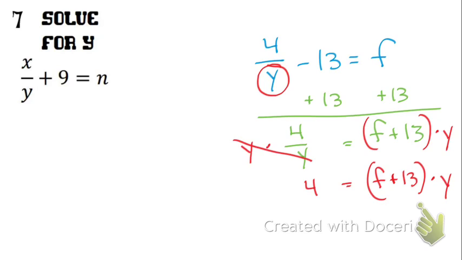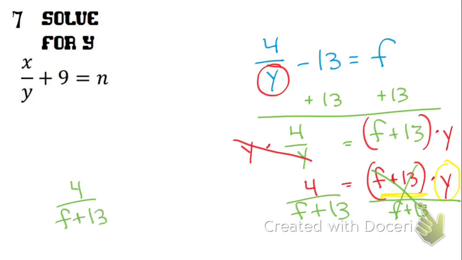Y is not by itself because it's being multiplied by F plus 13. So all I'm going to do is undo that multiplying by F plus 13. And I'm going to do that by dividing by F plus 13, because anything divided by itself cancels out. So I have to do that on this side as well. So what I end up with is 4 divided by F plus 13 equals Y.